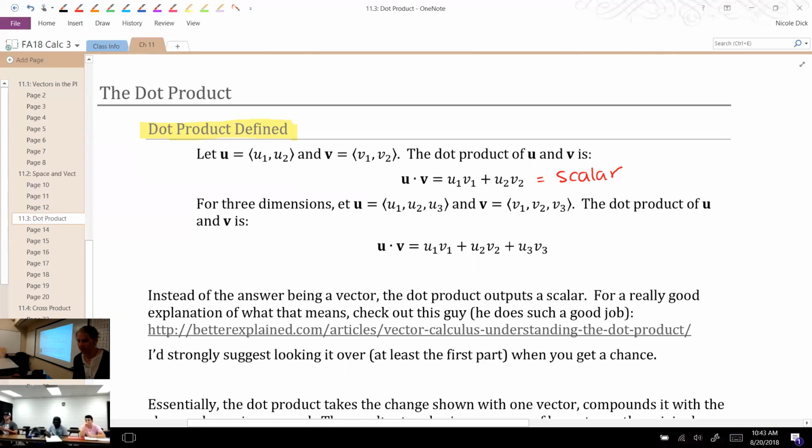And you can see for 3 dimensions, we've got the x components, the y components, and the z components. The process is the same. Just multiply the similar components together and add them. So it's not very difficult to find. But like I said, the meaning behind this is a little weird.